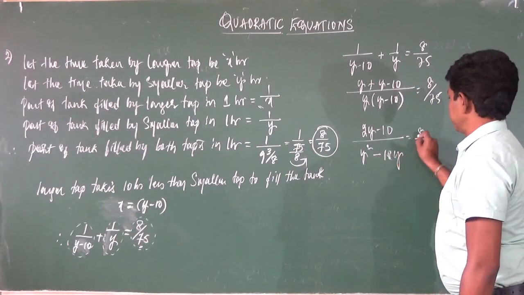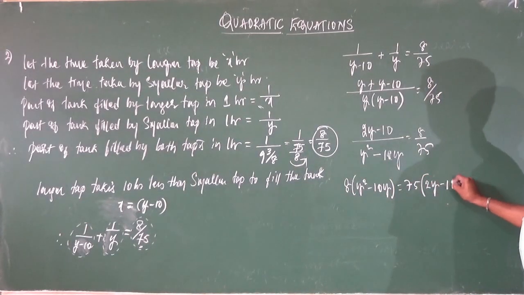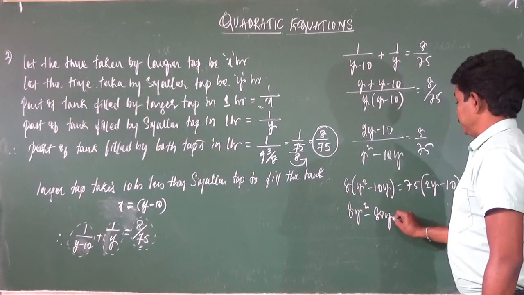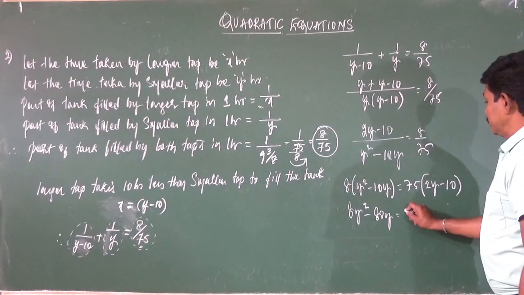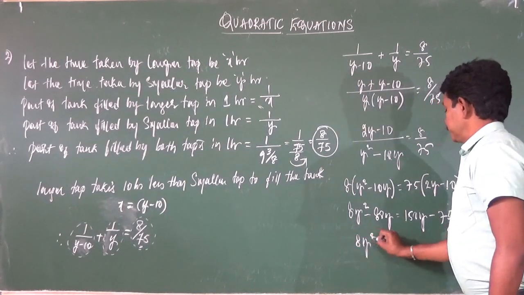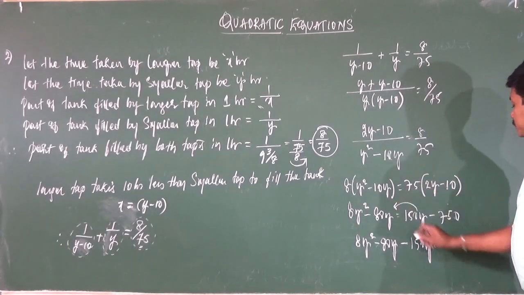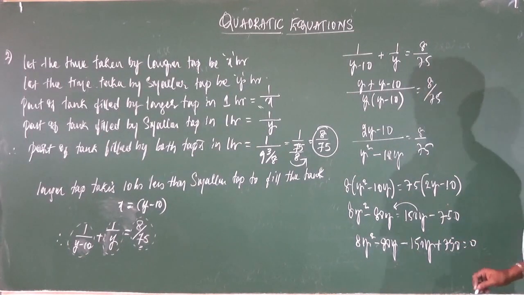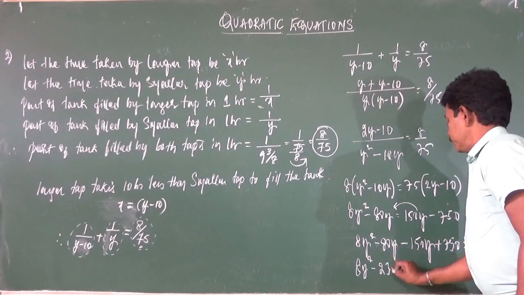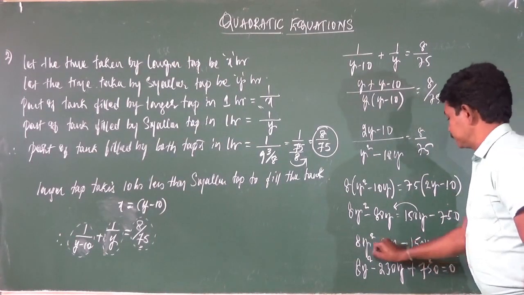This into this. So 8 into y square minus 10y is equal to 75 into 2y minus 10. So 8 into y square is 8y square, 8 into minus 10y is minus 80y, is equal to 75 into 2 is 150y, minus 75 into 10 is 750. So 8y square minus 80y, plus 150y gets transposed, it is minus 150y, minus 750 gets transposed, it is plus 750, is equal to 0. So once again, next step, 8y square minus 80y minus 150y is minus 230y plus 750 is equal to 0. So this is the required quadratic equation.